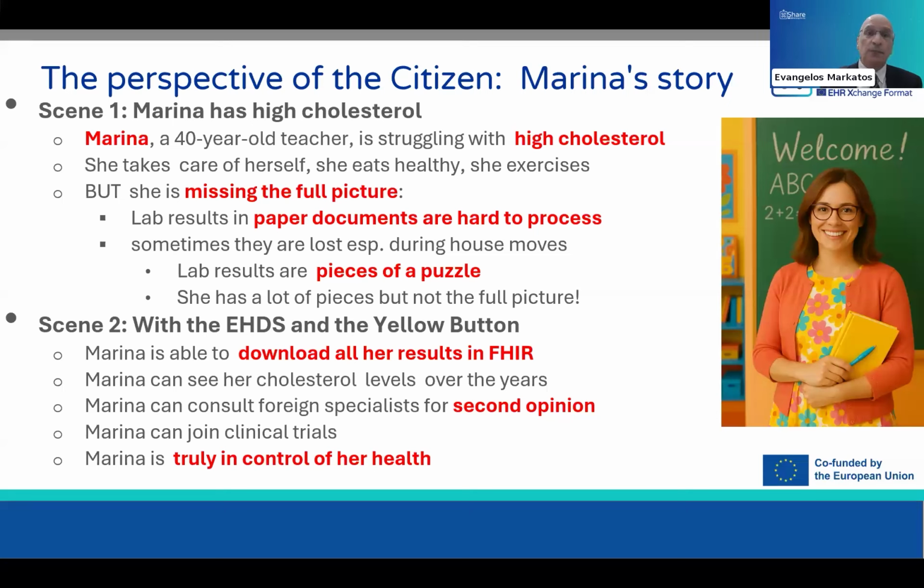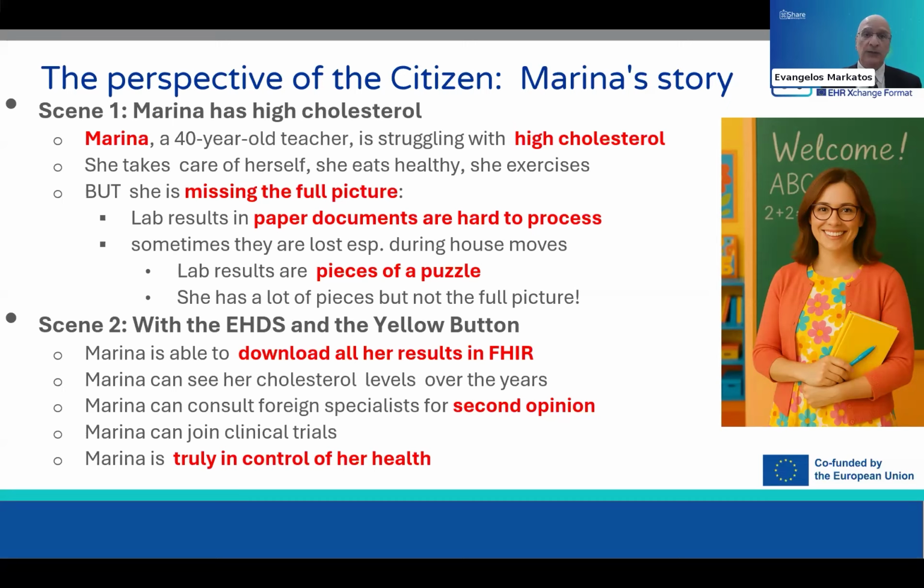Marina has a lot of those pieces, that is, a lot of lab results, but she doesn't have the full picture. She doesn't have all the pieces of the puzzle. But with the European Health Data Space and the yellow button that Catherine talked about earlier, things will change. Marina is able to download all her results in machine-readable format in HL7 FHIR.